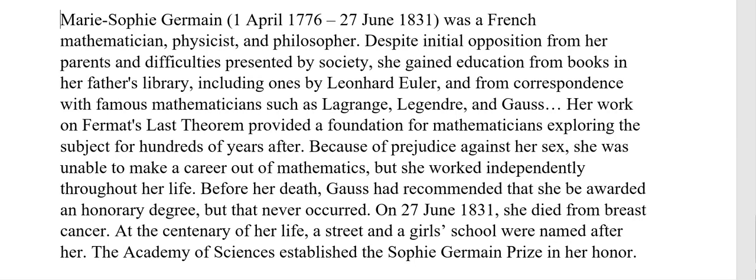Because of prejudice against her sex, she was unable to make a career out of mathematics, but she worked independently throughout her life. Before her death, Gauss had recommended that she be awarded an honorary degree, but that never occurred. In 1831, she died from breast cancer. At the centenary of her life, a street and a girls' school were named after her, and the Academy of Sciences established the Sophie Germain Prize in her honor.